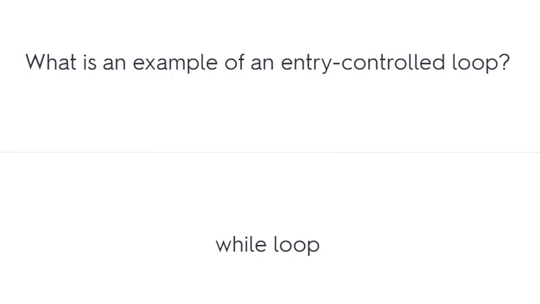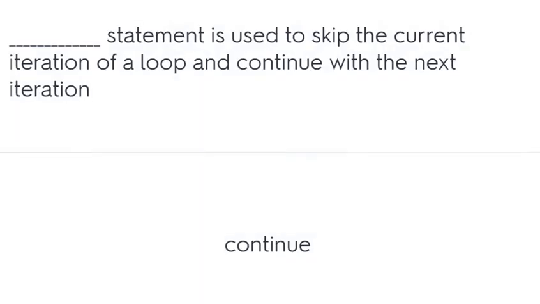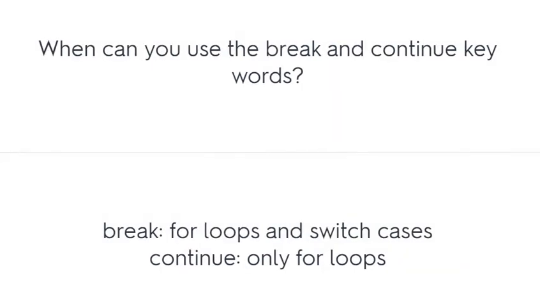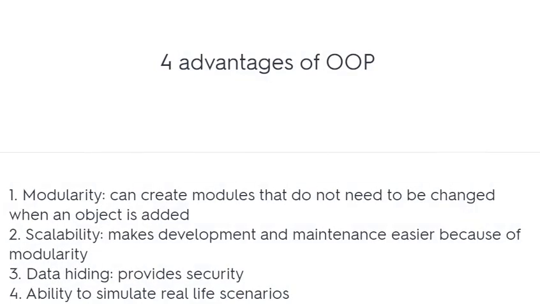What is an example of an entry-controlled loop? While loop. Blank statement is used to skip a current iteration of a loop and continue with the next iteration. Continue. When can you use the break and continue keywords? Break for loops and switch cases. Continue only for loops.